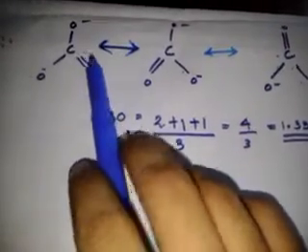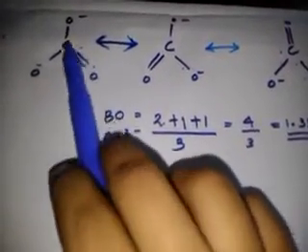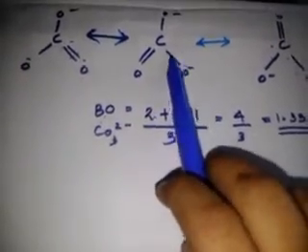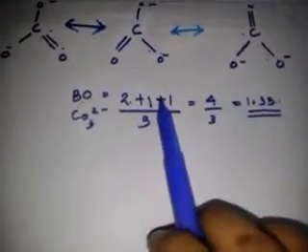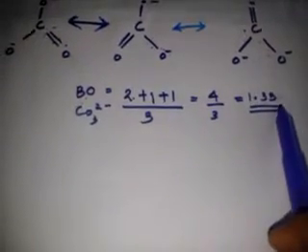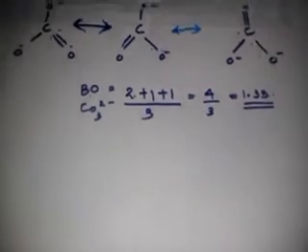Once again we can look at 2 atoms. The number of bonds is 2. Here 1. So 2 plus 1 plus 1 divided by 3 is equal to 4 by 3. 1.33 is the bond order.